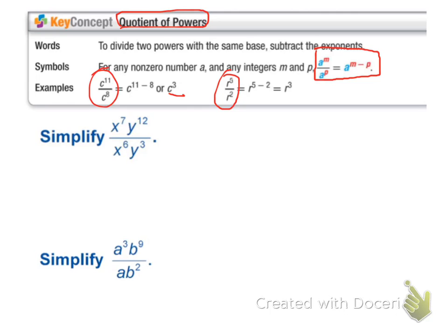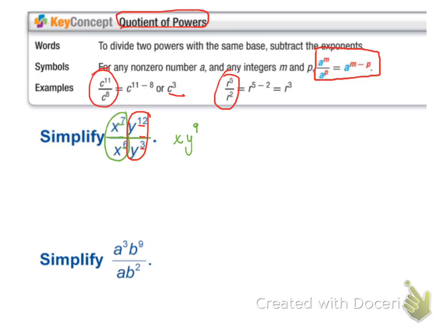So in this first example, remember we're looking at only the things that have the like bases. So x to the 7th and x to the 6th have like bases, so I subtract their exponents. The top one minus the bottom one. I can think of that fraction bar like a giant subtraction sign. So that gives me x, because 7 minus 6 is 1, and we don't need to write the 1. And then I've got the y's. Y to the 12th divided by y to the 3rd, I'm going to do 12 minus 3. And that gives me y to the 9th. Final answer, completely simplified.